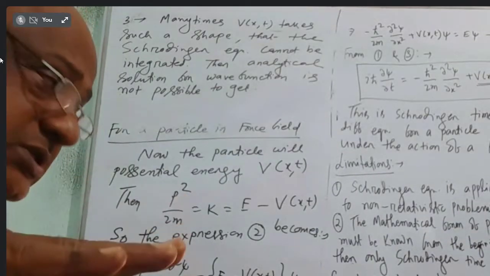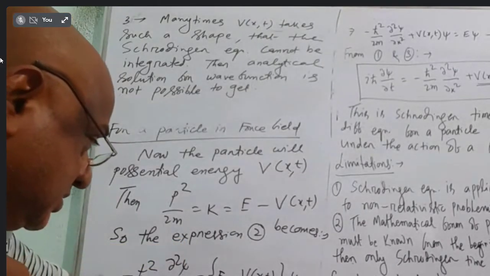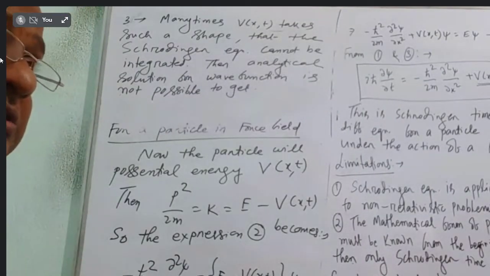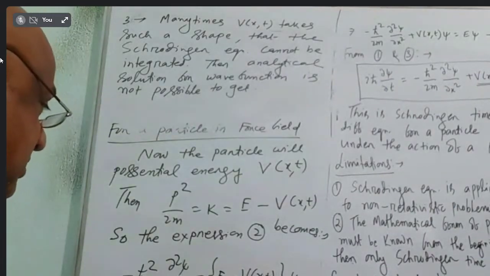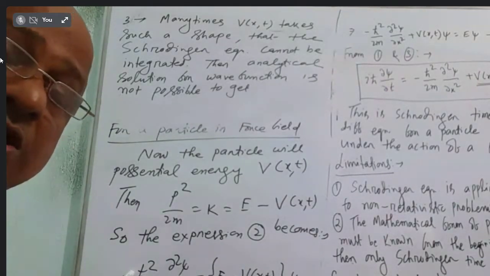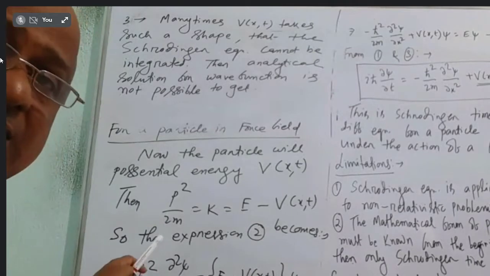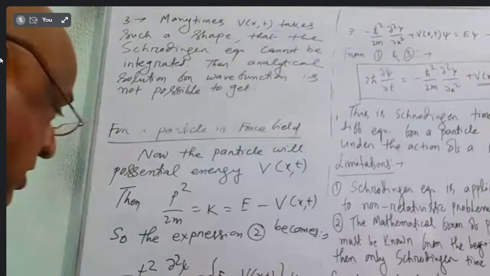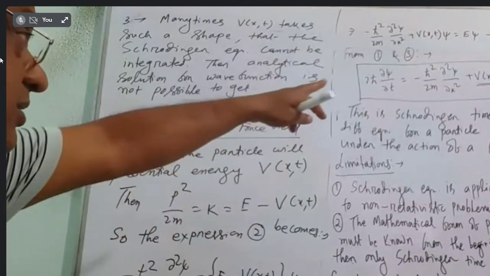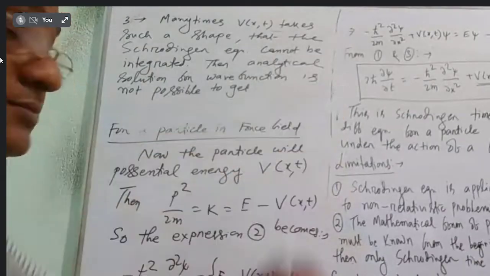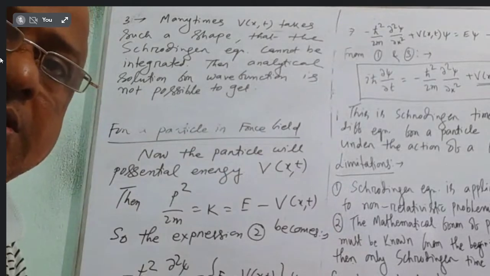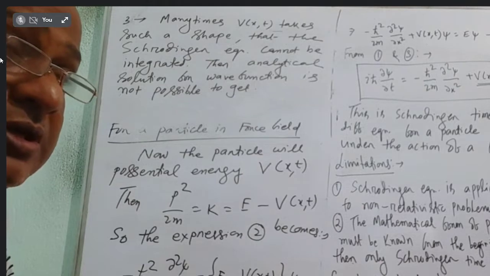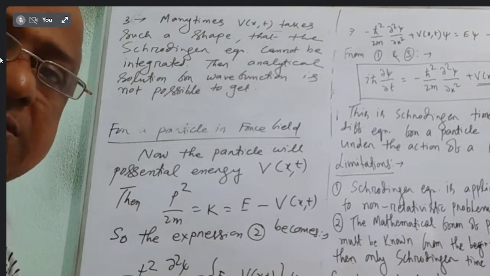There are many situations where the potential energy is not a function of time. In all those situations, you can use the separation of variable method. Because look at this particular equation, it is a second order partial differential equation. And many times second order partial differential equations can be solved by separation of variable method.